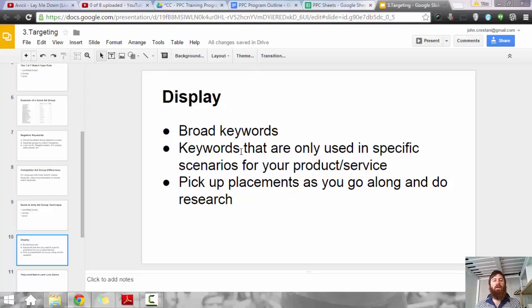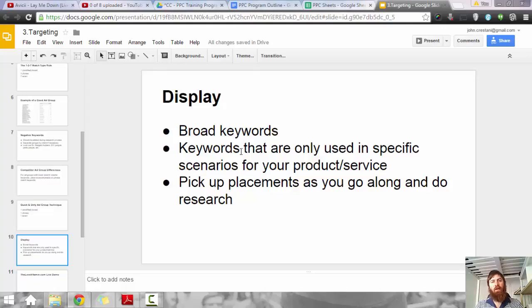Now I'm going to quickly go into display. Broad keywords, you only use broad, not modified broad, because display is targeted differently. People aren't actually searching. You try to use keywords that are only used in specific scenarios, such as, in the mortgage industry, it's mortgage or refinance.